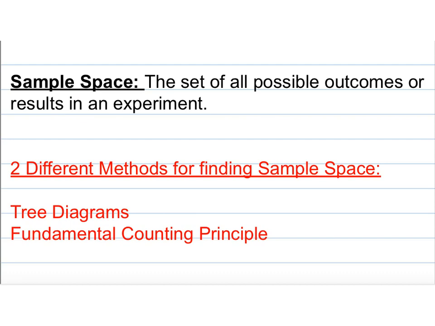Okay, write this down, a vocab word, and then some information about what we're learning today. So, sample space, this is the set of all possible outcomes or results of an experiment. So, like flipping a coin, all of the possible outcomes, it could be heads or it could be tails. So there's two different methods that we're going to be learning about today in order to find sample space. There's tree diagrams, and then there's the fundamental counting principle. Both of them work to find outcomes. Sometimes it's just easier to use the tree diagram depending on what the questions are asking you.